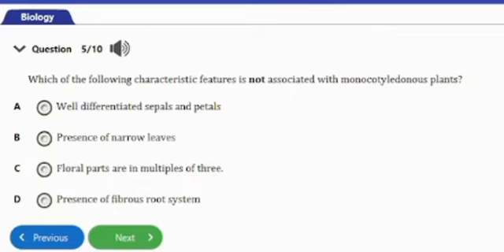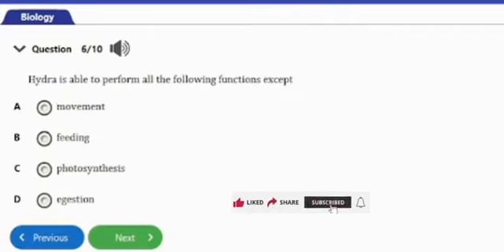So if you check the characteristic features of monocotyledonous plants, you'll realize that there is presence of narrow leaves, there is floral parts in multiples of 3, then there is also presence of fibrous root system. But guys, monocotyledonous plants do not have well differentiated sepals and petals, so their floral parts are actually often indistinguishable, so sometimes referred to as tepals. So that's it for that question. Let's go ahead and consider the next question. And that's question number 6 here.